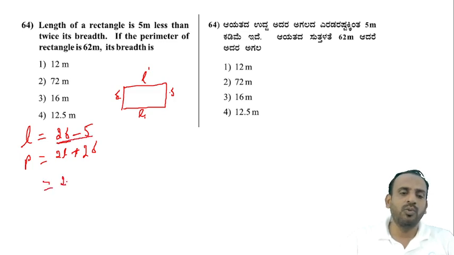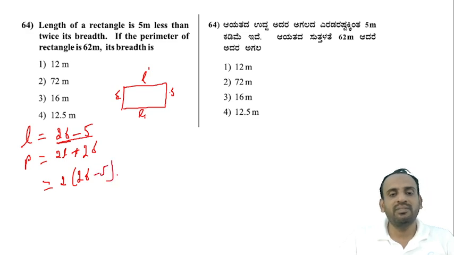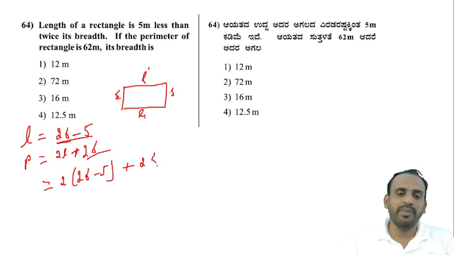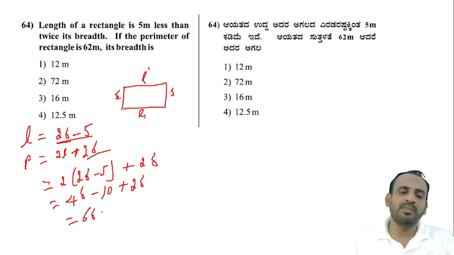So instead of L, let us use this now. Perimeter is 2 into, instead of L, we can write 2b minus 5, plus the normal b. Let us multiply this: 2 2s are 4, so 4b minus 2 5s are 10, plus 2b. So 4b plus 2b is 6b minus 10. Now what is the perimeter value? They have given in the question, perimeter is 62 meters.